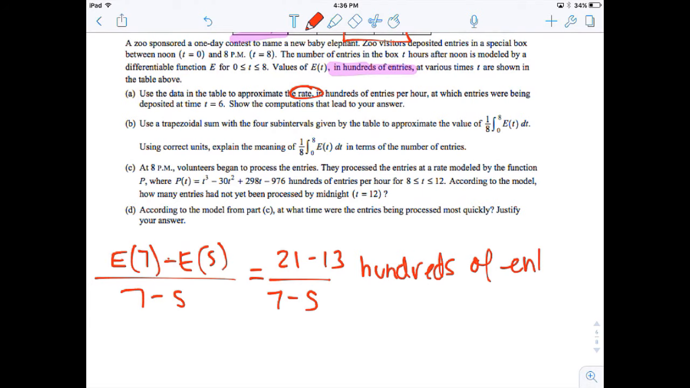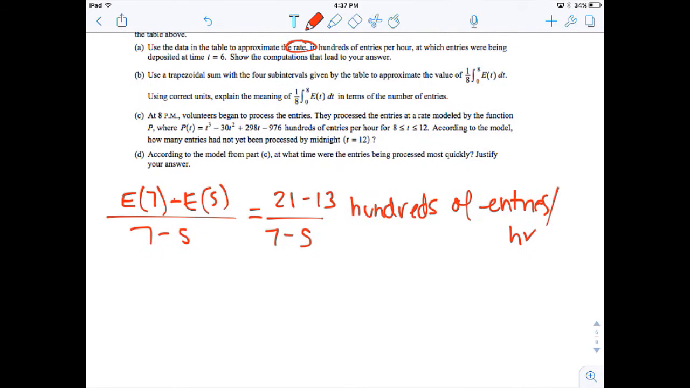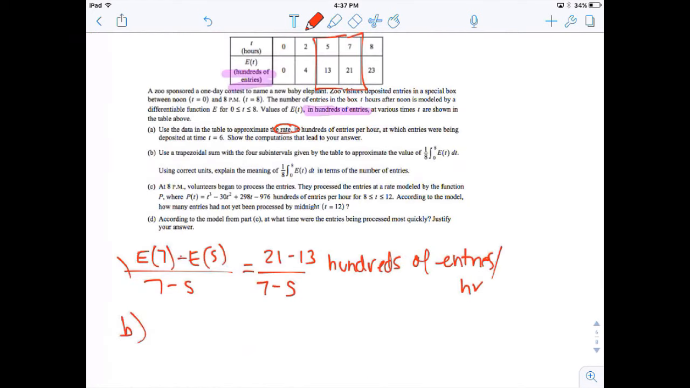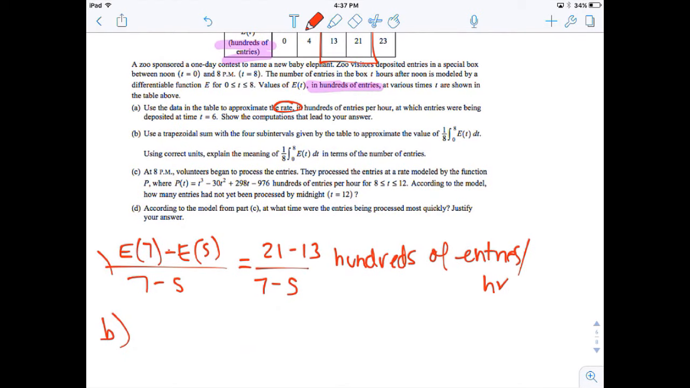Okay, for B, use a trapezoidal sum with 4 subintervals given by the table to approximate this. Now, if it was just an integral, it would be the net change. But notice that my bounds are 8 apart from each other, from 0 to 8. So we need to think, hey, that's the average value formula. So I'm going to write what this is first, and then we'll do the actual sum. So this would be the integral from 0 to 8 of e of t dt is the average value of e.